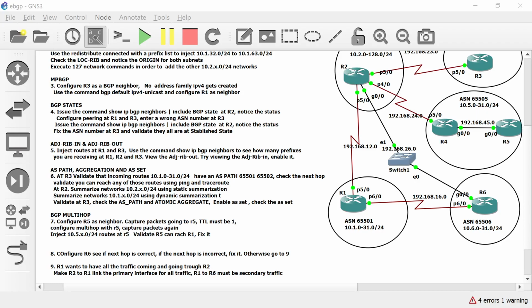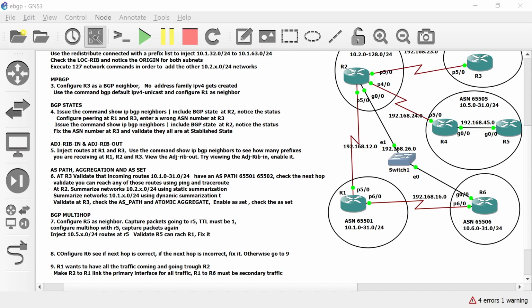This is the third lab about BGP. Let's go to action item number 6. We're going to work with AS path, aggregation, and AS set. So at Router 3, validate that incoming routes have an AS path, check the next hop, and validate that you can reach those routes using ping and traceroute.